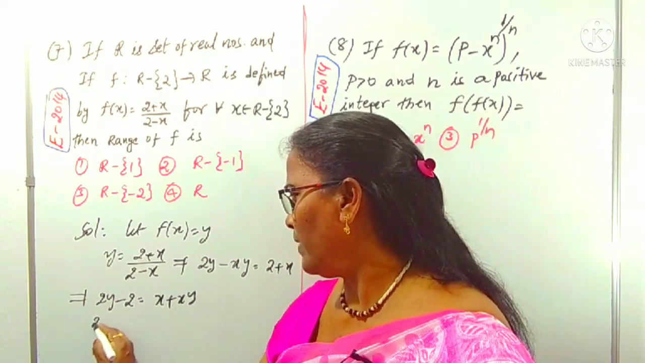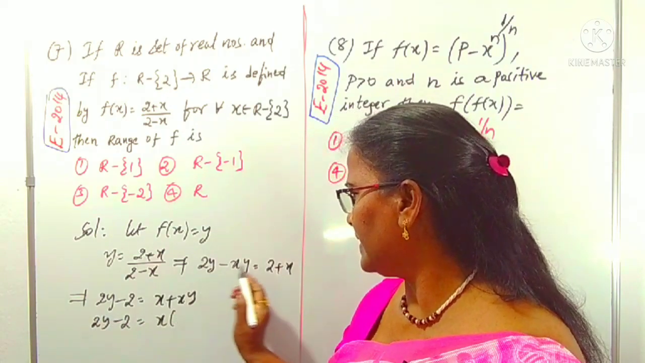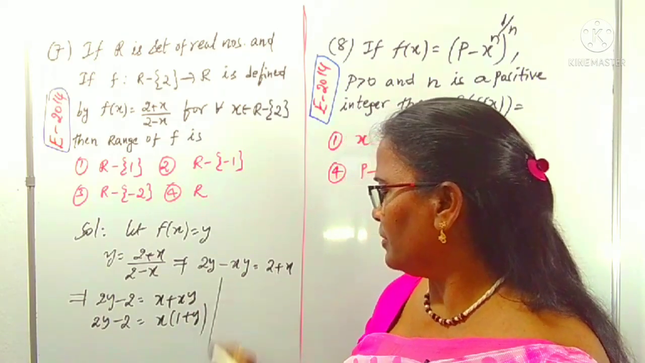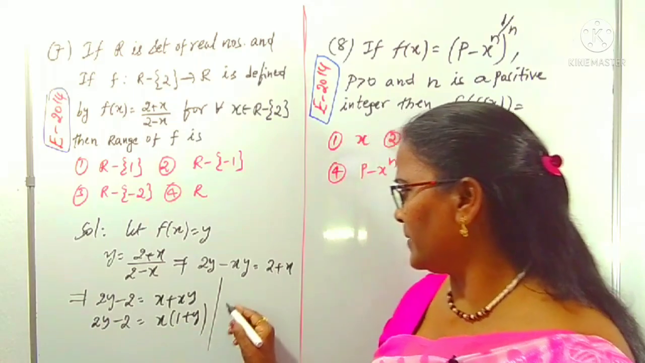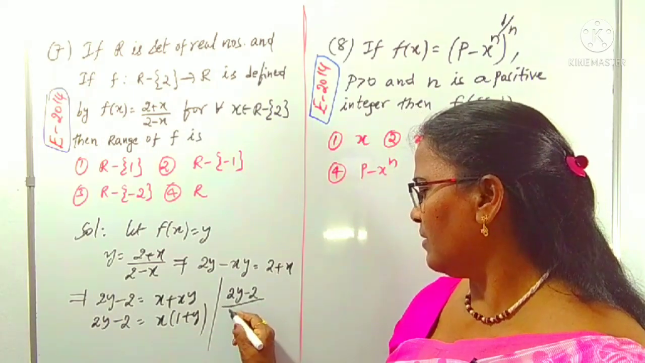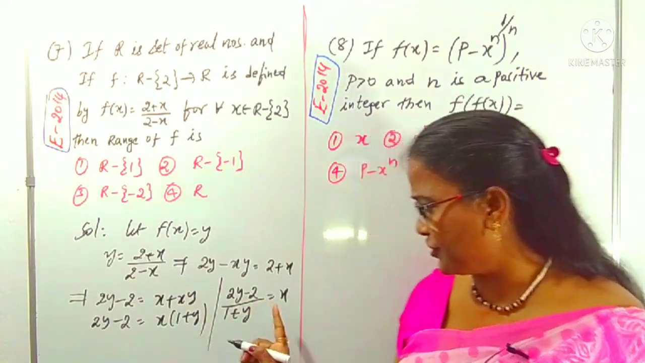Now we can observe that in 2y minus 2, by taking x common here, what happened? Yes, 1 plus y is left over. From this, what is x in terms of y? That is, 2y minus 2 by 1 plus y is x. Now we can concentrate on this function.